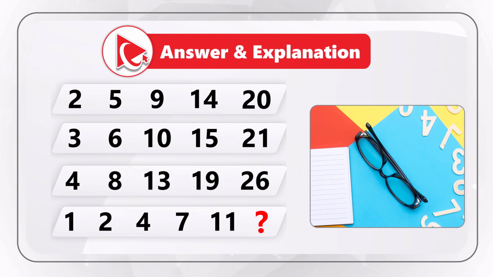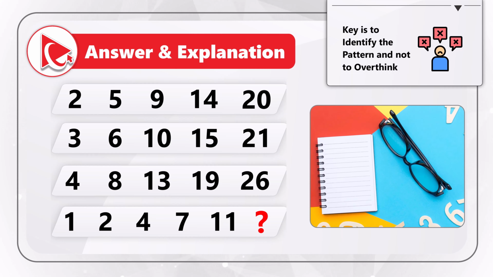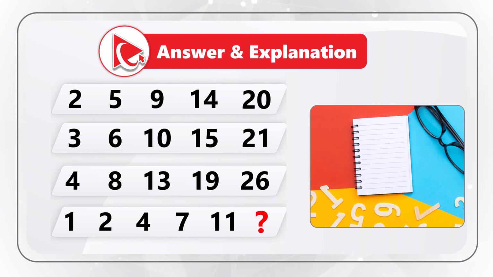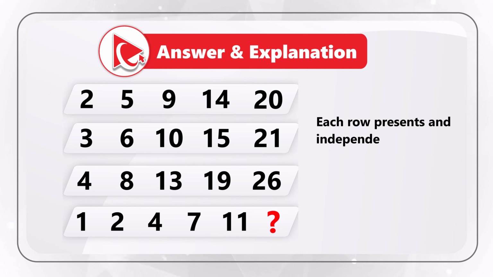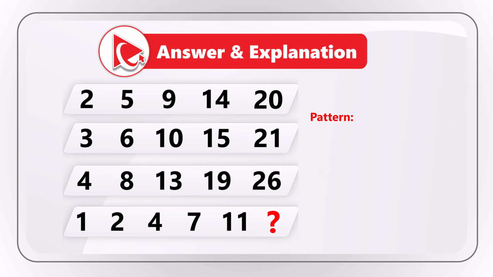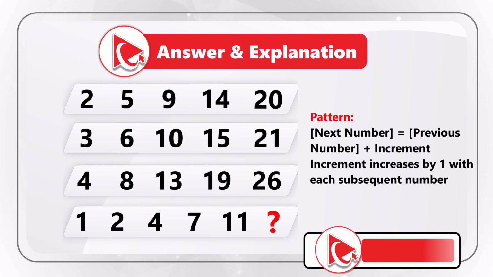The key to solve these types of challenges is obviously to identify the pattern and not to overthink it. If we look at the series of numbers, we have 4 independent rows, and each row represents an independent sequence which follows the same pattern. So what is the pattern? And the pattern here is rather simple. The next number is calculated as previous number plus the increment. An increment increases by 1 with each subsequent number.